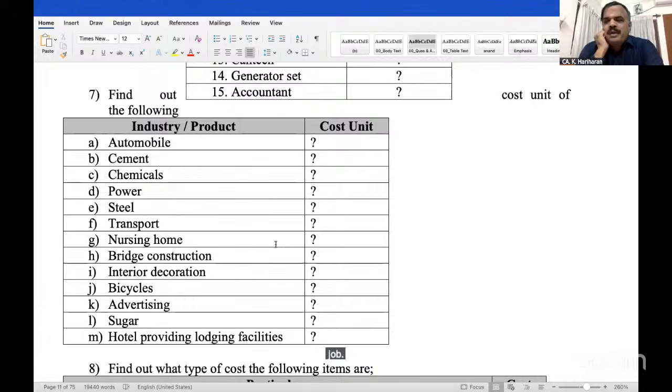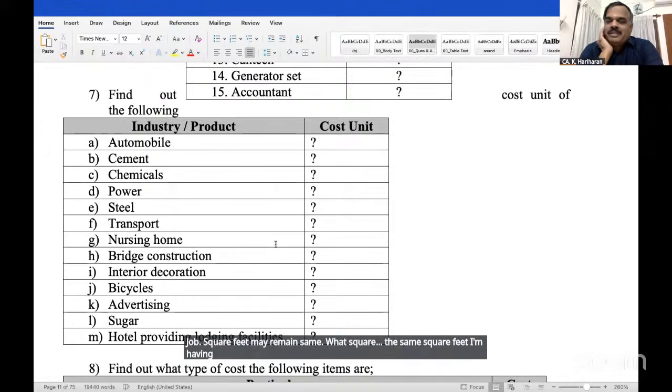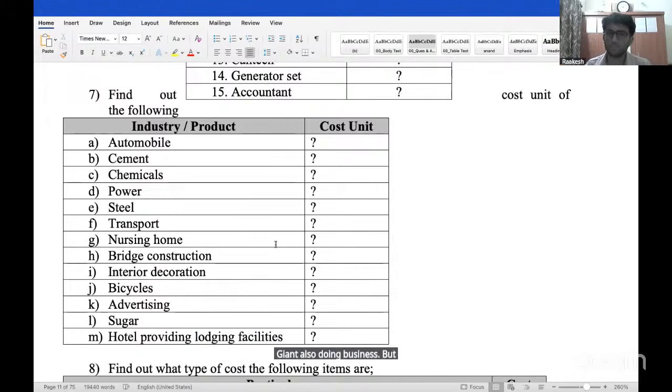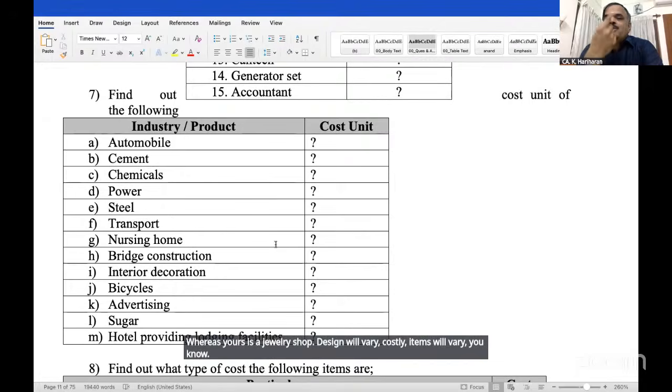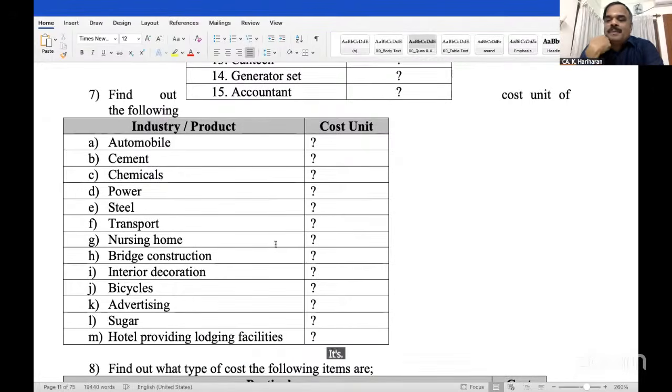Job. Square feet may remain the same. The same square feet I am having. I am also doing business. Jayant is also doing business. But my shop is a tea shop, whereas yours is a jewelry shop. Design will vary, costly items will vary. Therefore, based on the job cost, we have to charge. Therefore, job is the criteria.